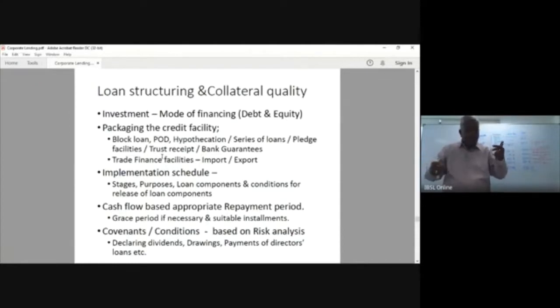Declaring dividends, you can't declare dividend till you pay these loans, like that. Drawings, limiting the drawings by the directors, payment to the directors, etc. There are some of the conditions, some of the covenants. Whatever suitable safeguards you have to provide. So this is loan structuring. A simple loan structuring for you to understand.